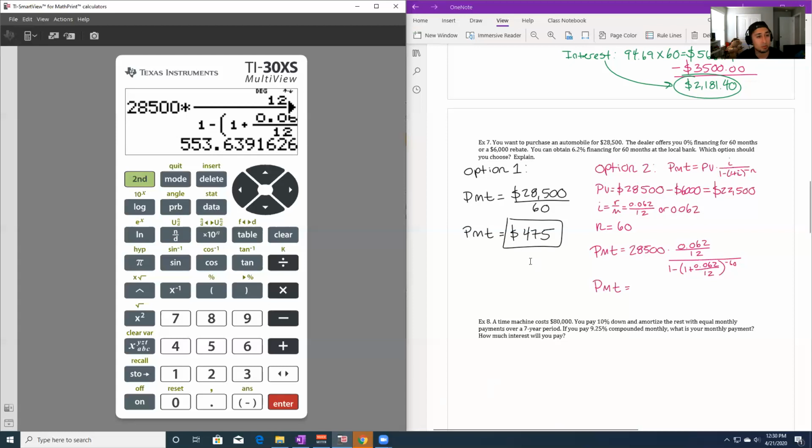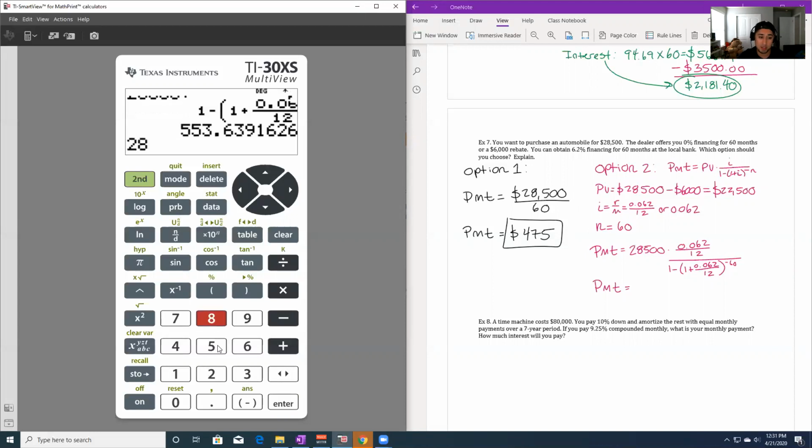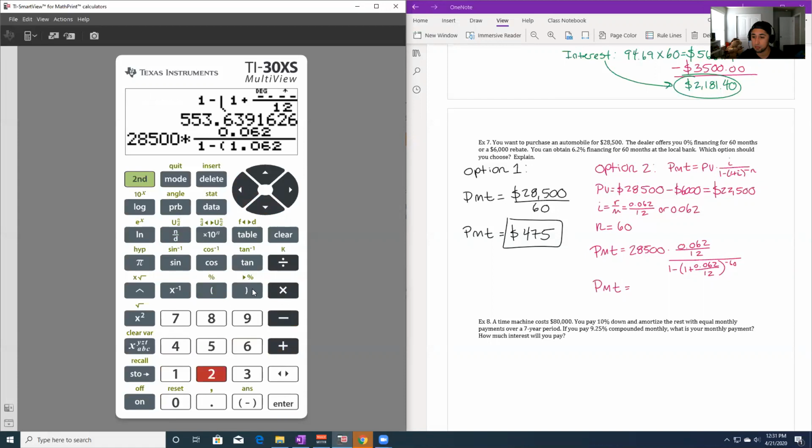553, which probably is incorrect. So let's check our work on that one, because if we took off $6,000, then our payment should be less. Maybe that gives it away. So let's try it again: 28,500 times the fraction 0.062 over 1 minus (1.062) raised to the negative 60.